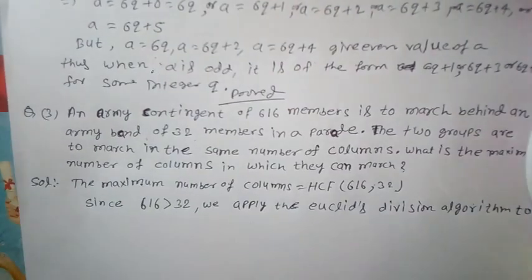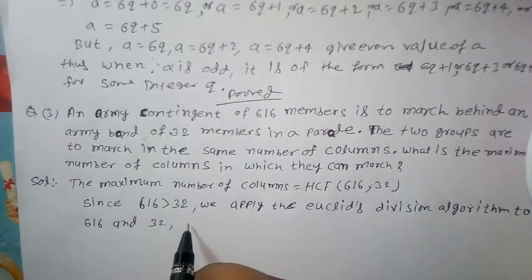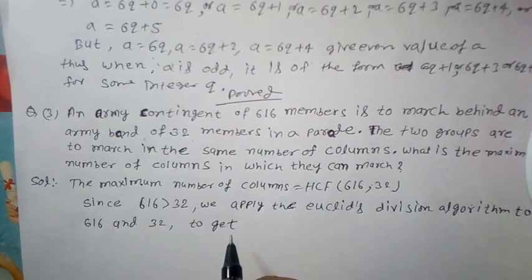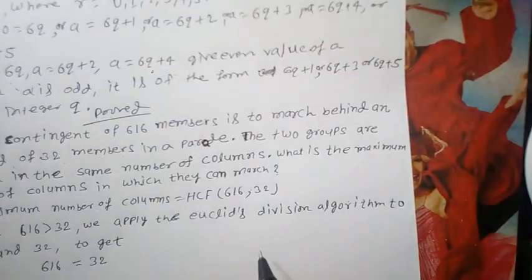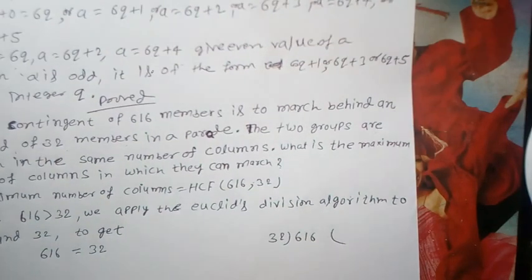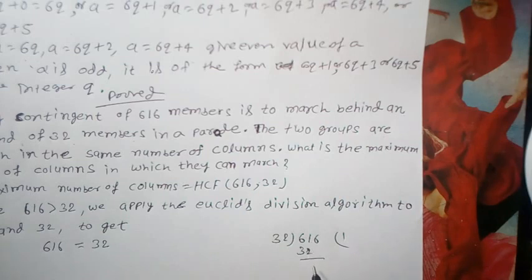Now we divide 616 by 32. We multiply 32 one time, then we get 32. Then the remainder is 296, and 6 is brought down from the offset.